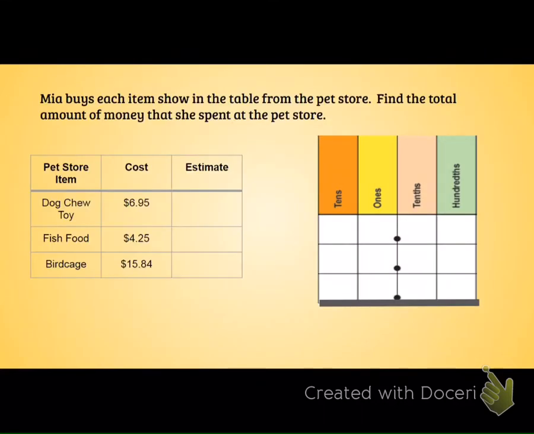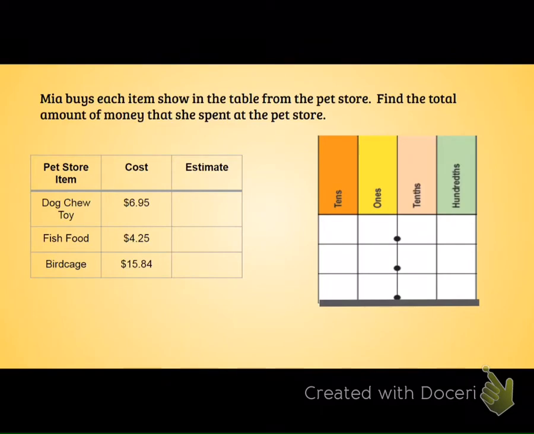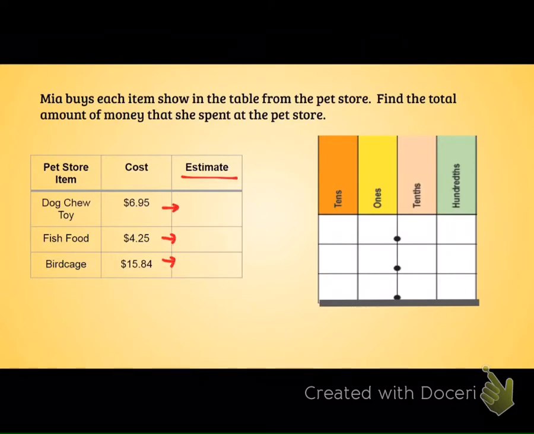All right, let's go ahead and take this example. It says Mia buys each item shown in the table from a pet store. Find the total amount of the money that she spent at the pet store. All right, so before we actually add this, let's go ahead and find an estimate of what Mia spent. So we have a round number. So we're going to go ahead and estimate these numbers, and we're going to put them in the estimate column right here.